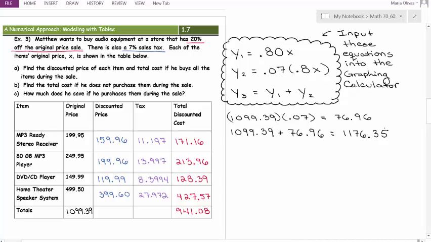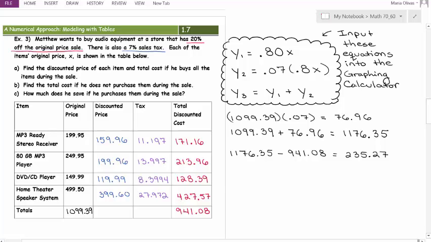Alright, so now that we have that total, we're ready to find out how much he saved if he purchased these items on sale. We're going to subtract. So I'm going to subtract the $941.08 from the $1,176.35. So it looks like he ends up saving $235.27, and we want to make sure that you always round here to the nearest cent if you haven't already rounded to the nearest cent.